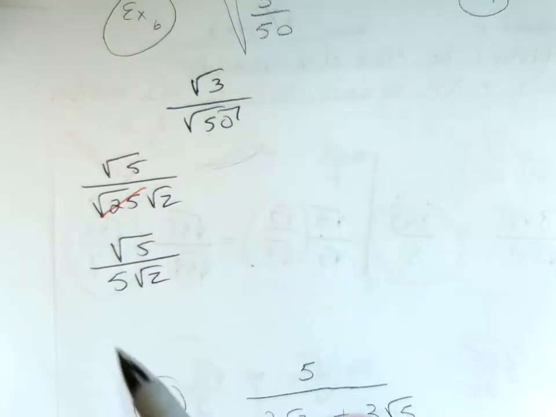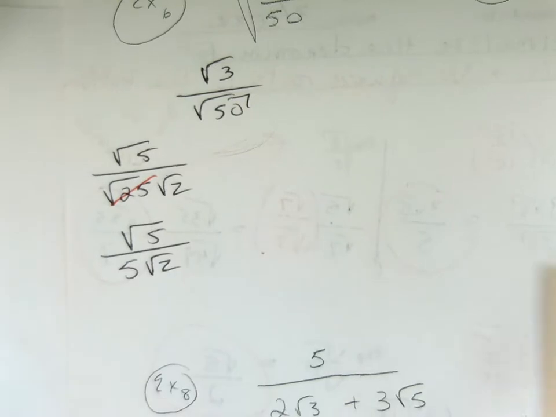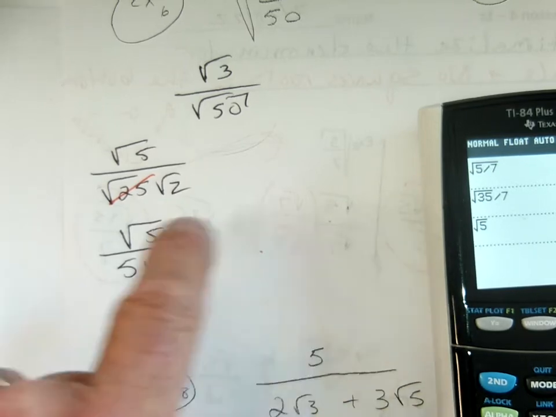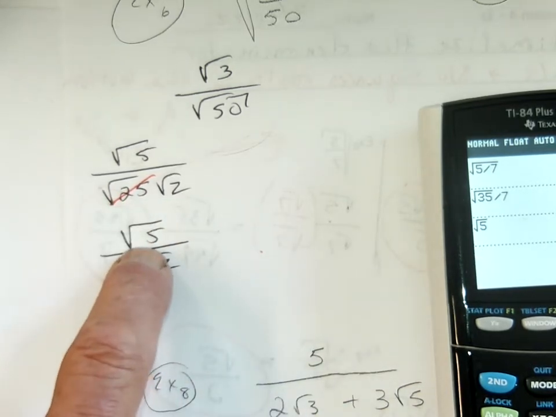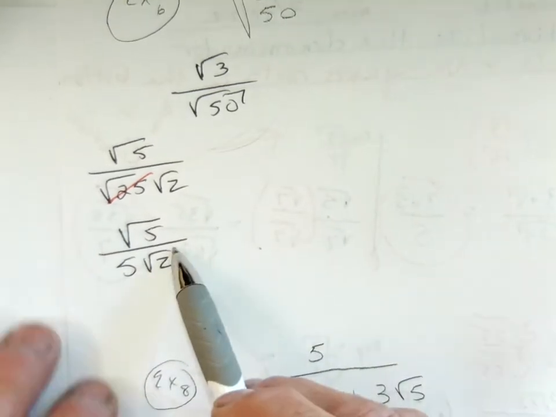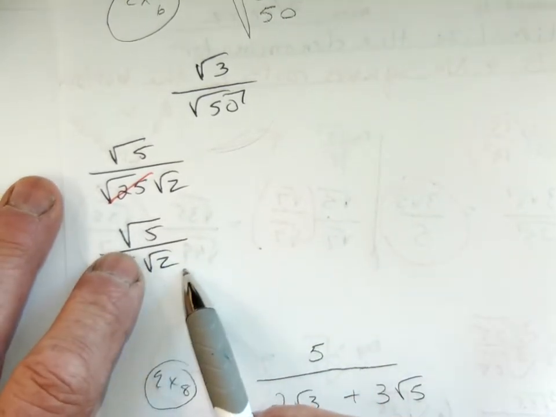Now I'd like to cancel the 5's, but I can't because that's not really a 5. That's not a 5 at all. That happens to be an ugly number, square root of 3. Don't. That is not a 5. That is not a 5. That is. But here's our dilemma. We've got a square root of 2, right?